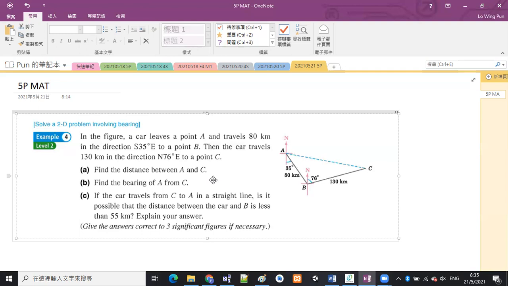How to find this part? Yes, it's exactly 35 degrees. Okay, because the north-south directions are parallel. And the reason is alternate angles. Yes, very good. So let us do it like this.